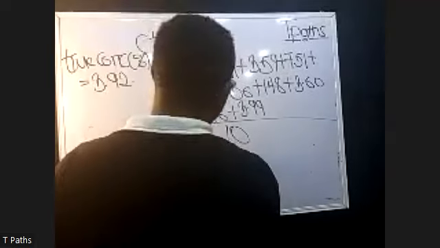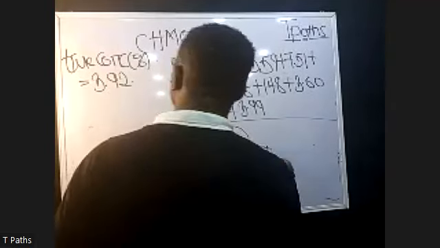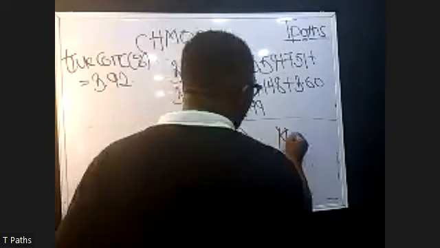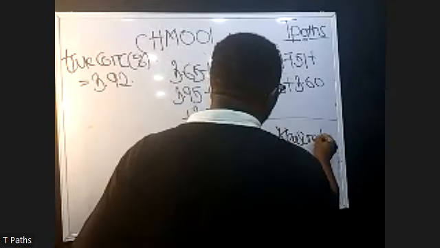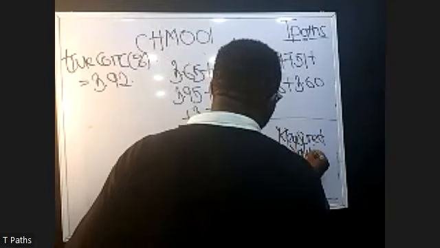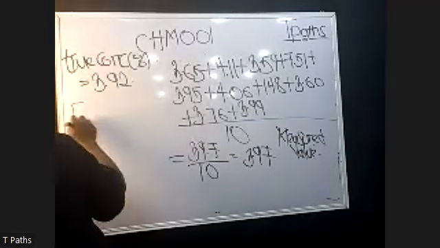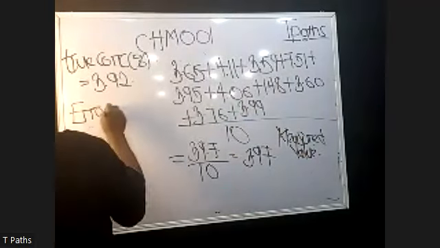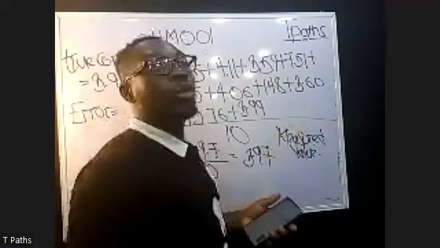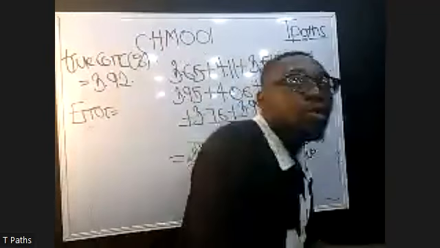We have 3.97. So this is the measured value. Now I want to get the error. And what is error? Recall what is error. Error is equal to measured value minus true value.